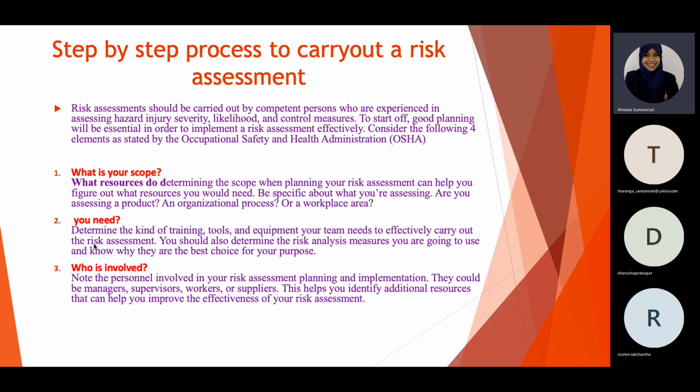A doctor will do that. Or if a fire started, the fireman will come and say, okay, we need to do this, we need to do this, and when this happens next time, do this. A fireman will do that. So each task will be assessed by the particular person who is specialized to carry out that task. This helps you to identify additional resources that can improve the effectiveness of your risk assessment. Is that understood, students? That is how you carry out a risk assessment.